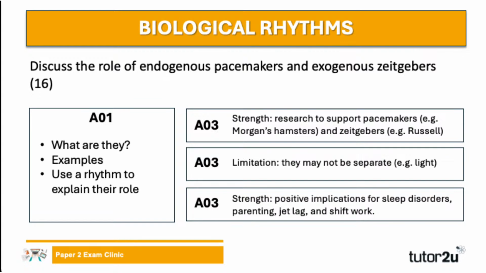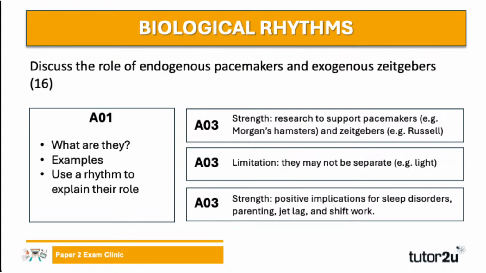So you could use research to support your endogenous pacemakers. We've got Morgan's hamsters on here. I look at DeCourcy's chipmunks with my students on that one. And then we've also got research to support zeitgebers. So we've got Russell's study, the one with the pheromones, with the women and the cotton wool pads, etc. You will have your own study. Even Siffre's study could be used in this one, the guy in the cave as well. So use your research to support pacemakers and zeitgebers.